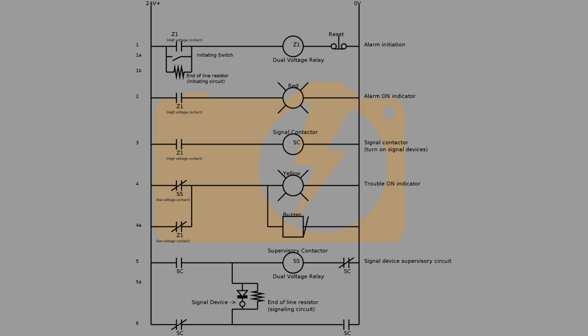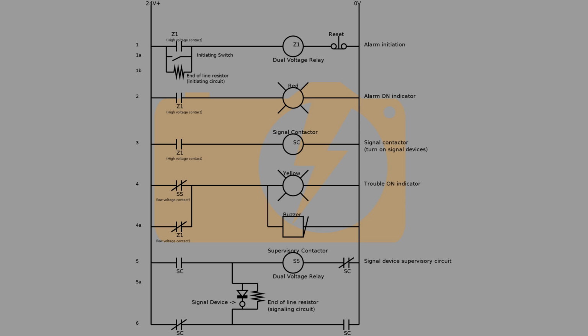On rung 1 there is a dual voltage relay, which I will explain a little later, the Z1 high voltage contact related to that dual voltage relay, and a reset button. On rung 1A there's an initiating switch, which would be a fire alarm pull station, and on rung 1B there is the end of line resistor. Rung 2 has another Z1 high voltage contact which activates a red light, and on rung 3 there's another Z1 high voltage contact which activates the relay signal contactor coil.